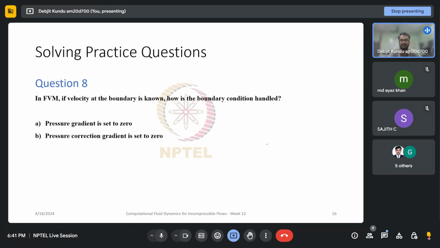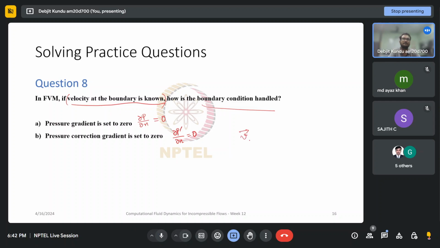In finite volume method, if velocity at the boundary is known, how is the boundary condition handled? Is it option A, the pressure gradient is set to 0, or is it option B, pressure correction gradient is set to 0? So mathematically this would mean dou P, dou N, where N can be X or Y depending on the boundary, being 0, or is it the pressure correction gradient dou P prime dou N equal to 0? If given the condition is that the velocity at the boundary is known.